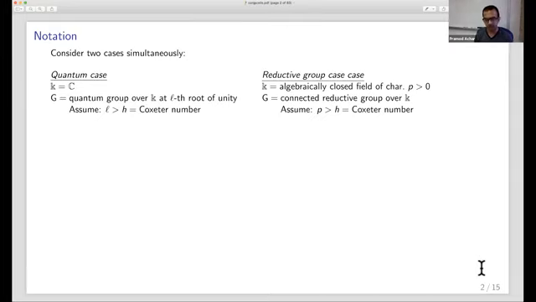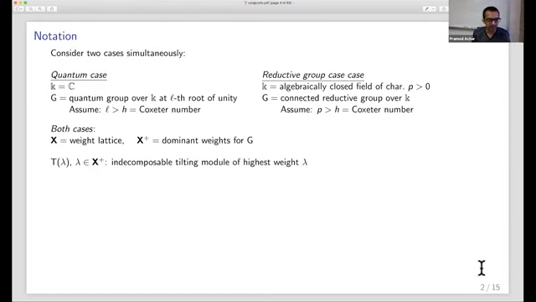And of course, on the reductive group side, it's a reductive group. In both cases, I want to assume that L or p respectively is larger than the Coxeter number. Then there's some notation that's common to both cases. Later on in the talk, I'll have the Weyl group and so on showing up. But for right now, I have the weight lattice called X, and dominant weights X plus. For any dominant weight lambda, there's an indecomposable tilting module whose highest weight is lambda, and that's called T of lambda.